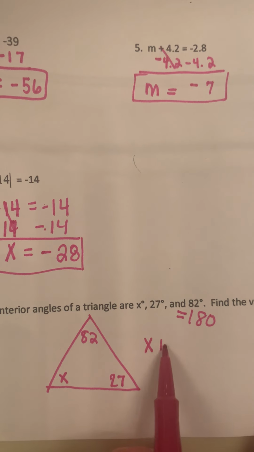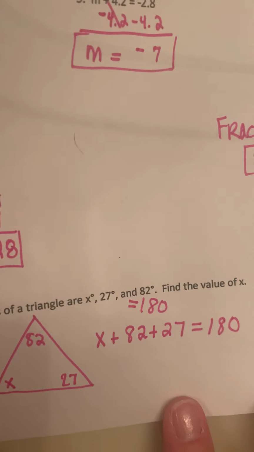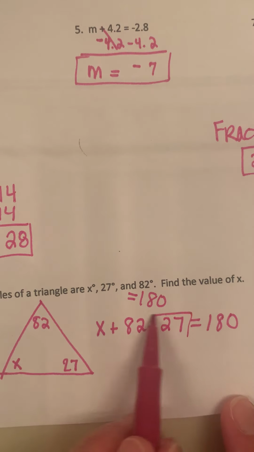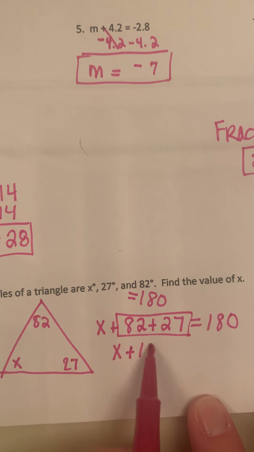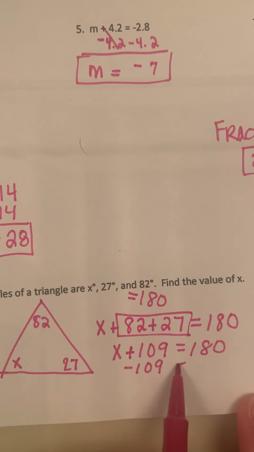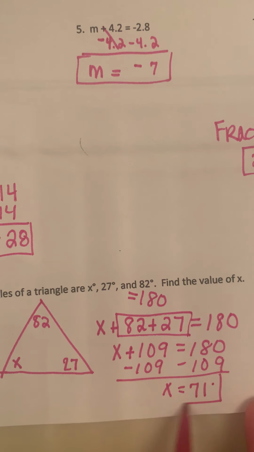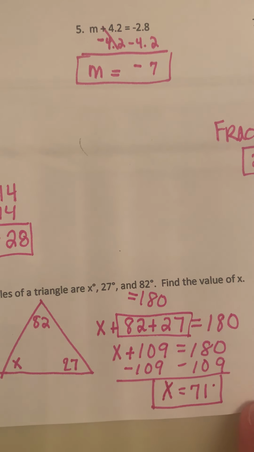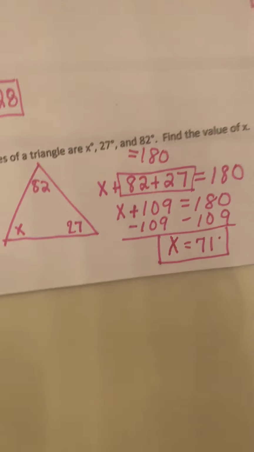So you have x plus 82 plus 27 equals 180. You can't solve this yet until you combine these numbers here. So you have x plus 109 equals 180. You subtract 109, that last angle is 71 degrees. So pause that there if you need to finish writing that.